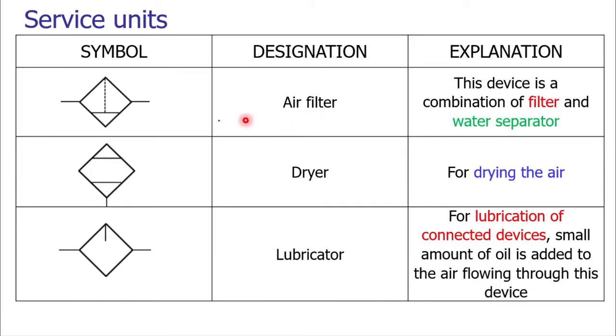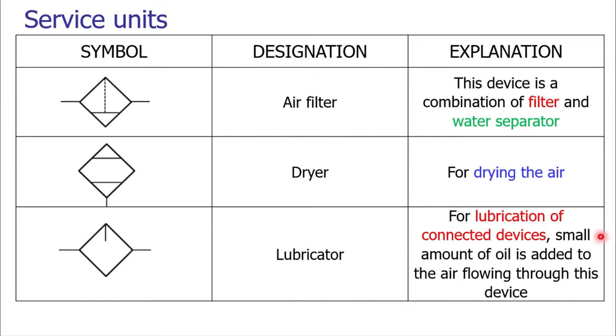The air filter has been shown in this way. We have already discussed the representation of the air filter in our previous class, when we saw the meaning of the service unit. The dryer has been shown by using this symbol. The lubricator device can be shown by using the symbol on your screen.